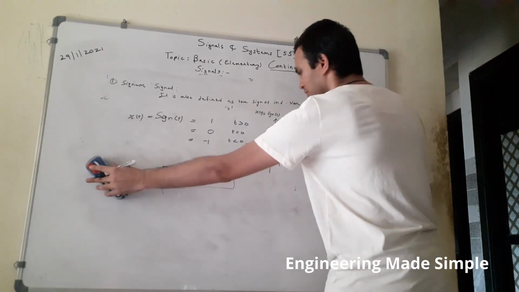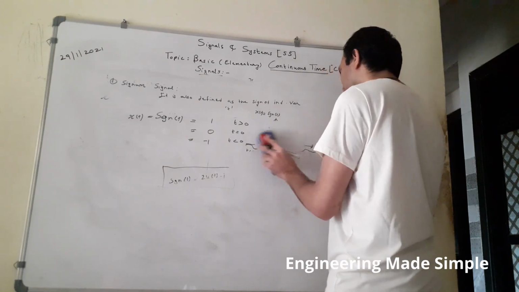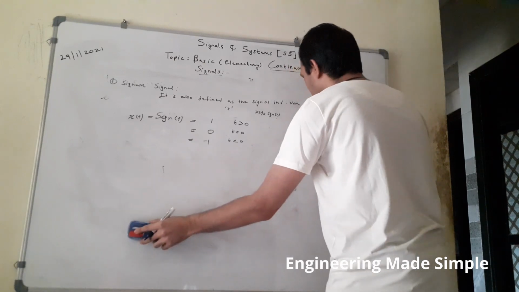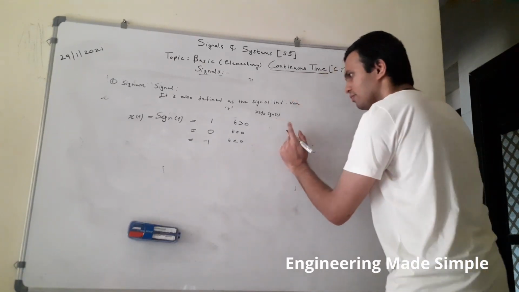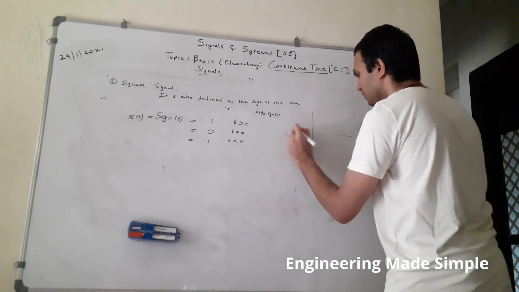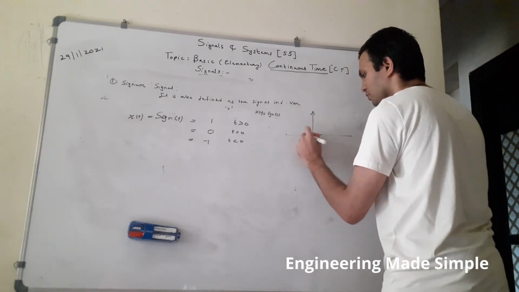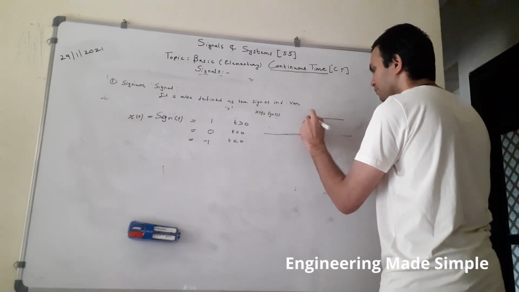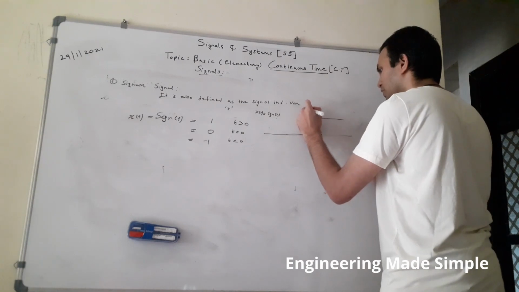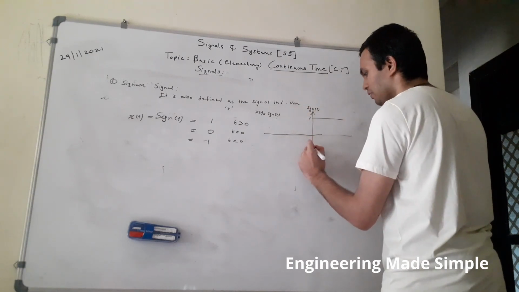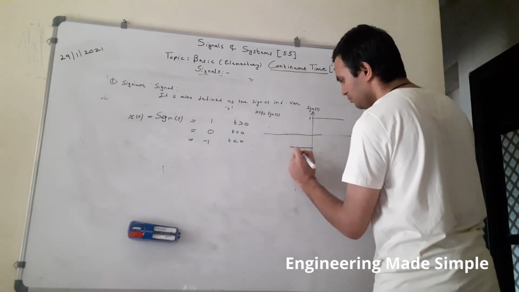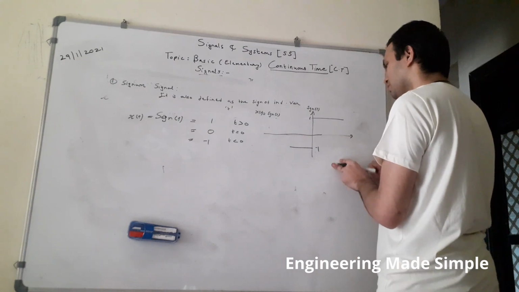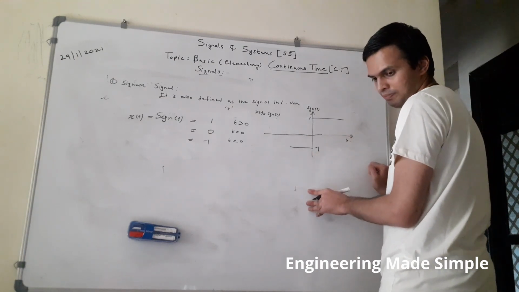So the signum function, I will erase everything so that there is no confusion at this stage. I will plot this signum function again over here. The signum function is a function whose value for t greater than 0 is positive 1. From the signal definition only I am writing. For t less than or equal to 0, it will be minus 1. So this is how your signum function is plotted, and this is your independent variable time.